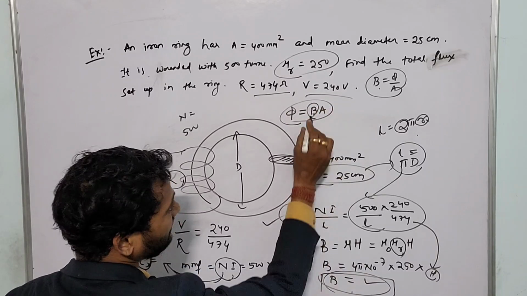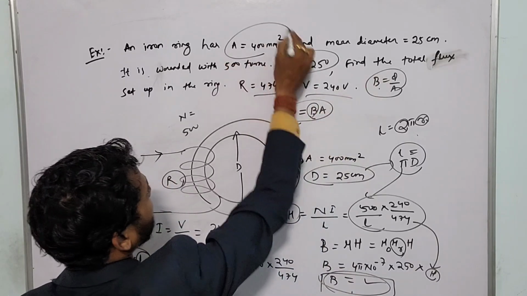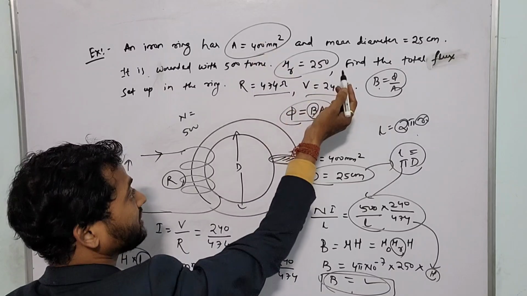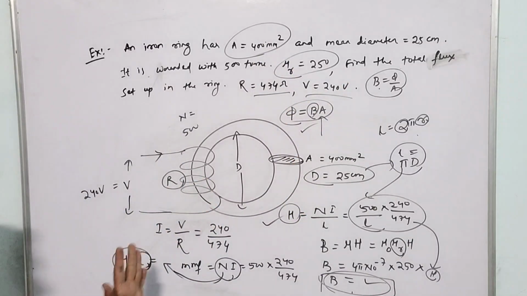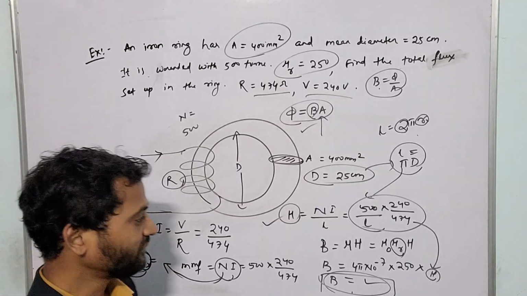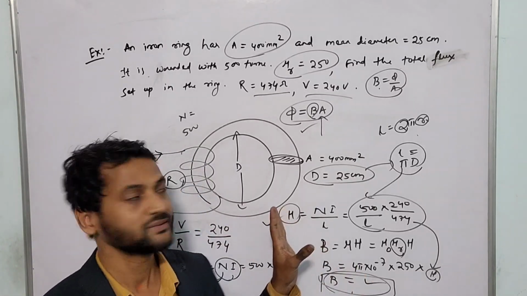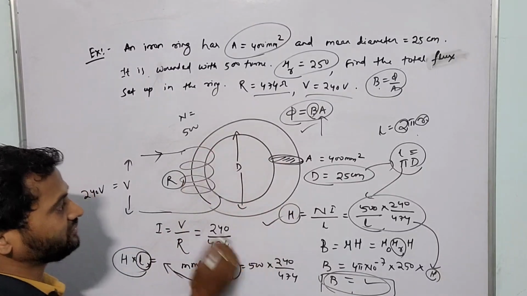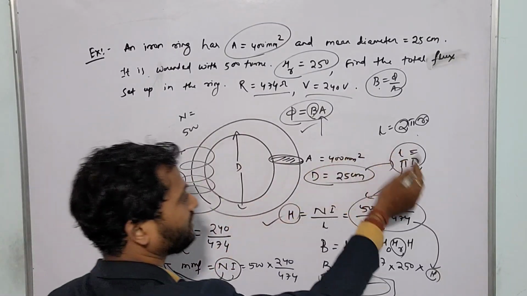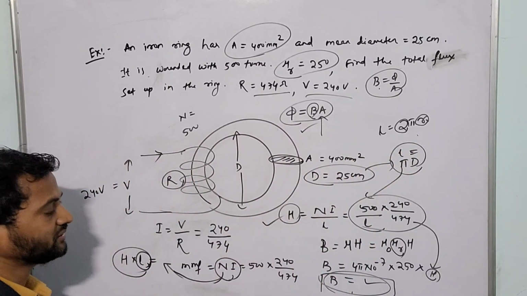So B तो यहाँ से मिल गया. एरिया इज गिवन. एरिया कितना है? 400 मिलीमीटर स्क्वायर. इसको मीटर स्क्वायर में कन्वर्ट करो, देन डाल दो, आंसर मिल जाएगा. आई थिंक इट इज क्लियर. आई एम नॉट गोइंग टू कैलकुलेट, जस्ट मैंने कॉन्सेप्ट बोल दिया कैसे कैसे करना है. सर्कुलर रिंग इज गिवन, मतलब लेंथ यू फाइंड आउट 2 पाई आर और पाई डी, राइट.